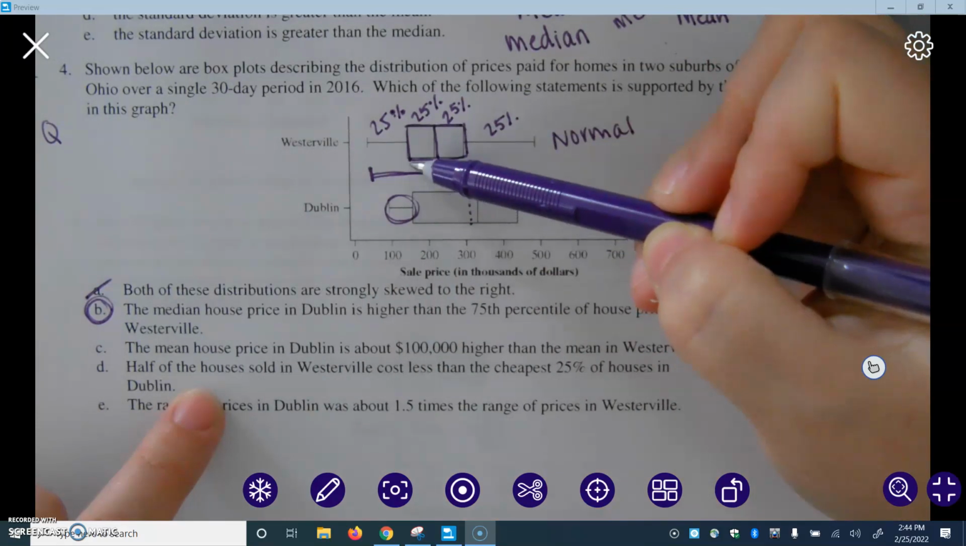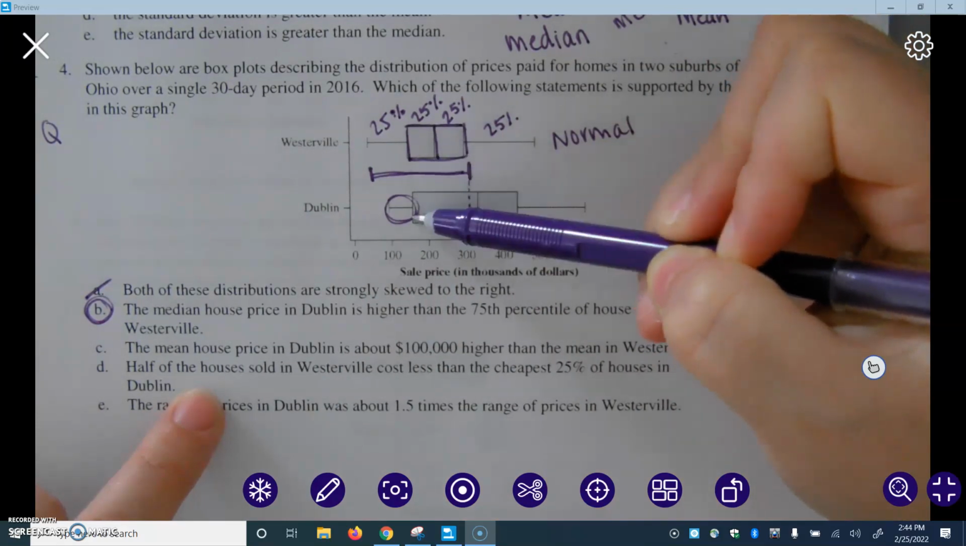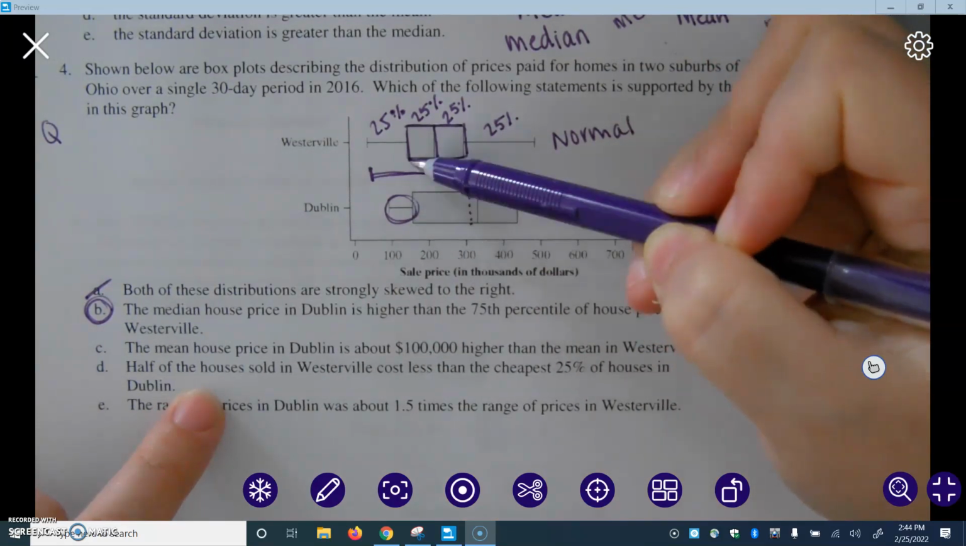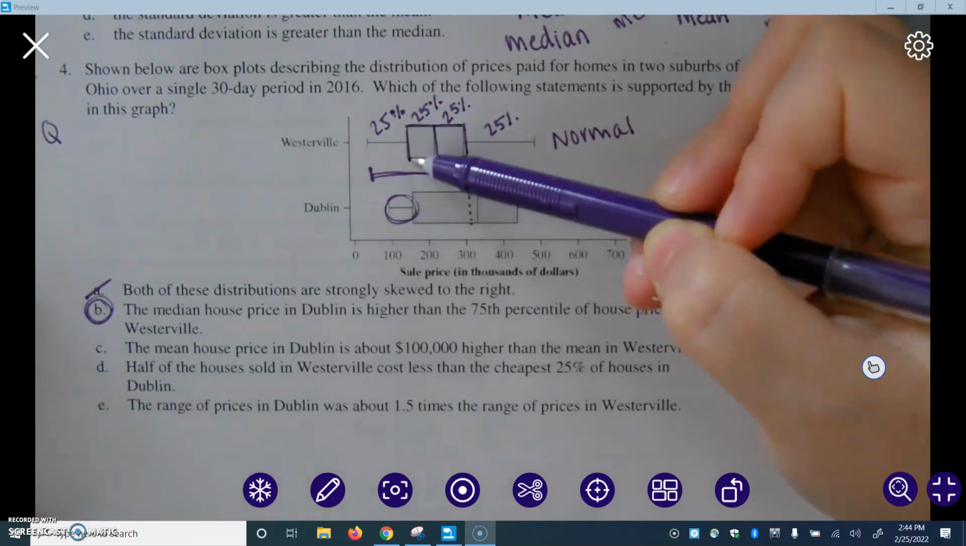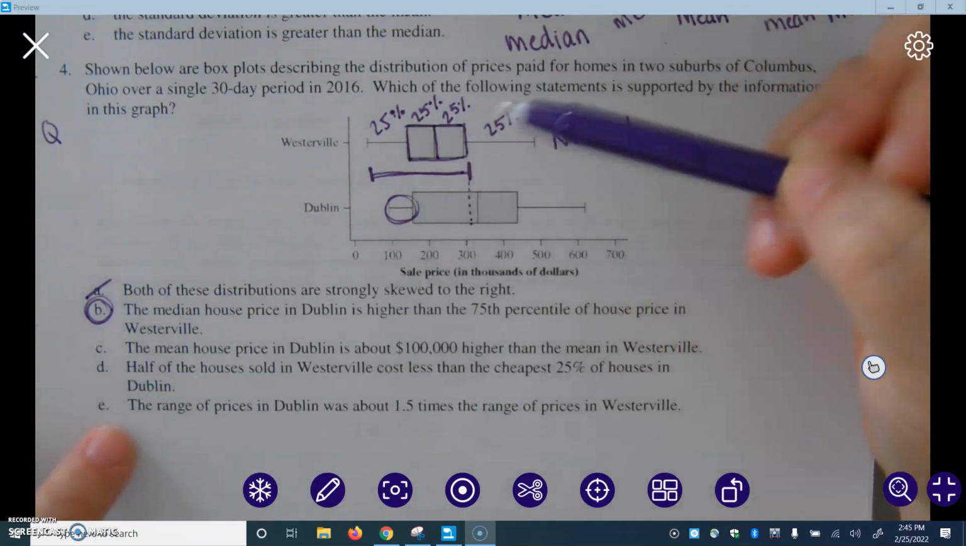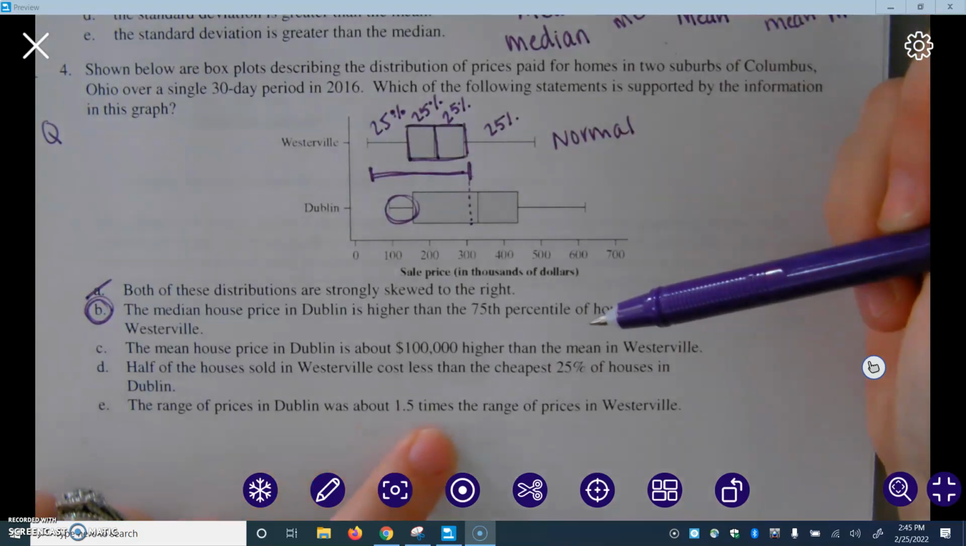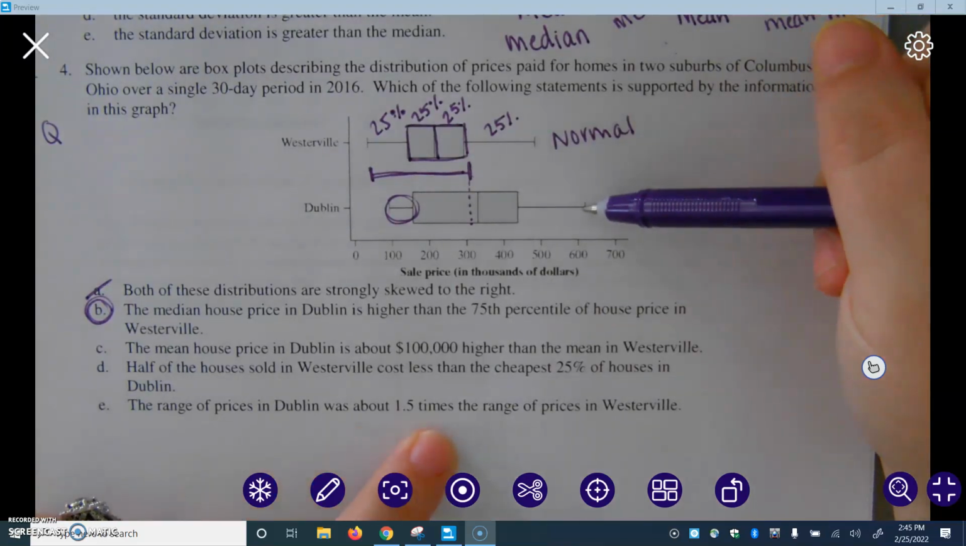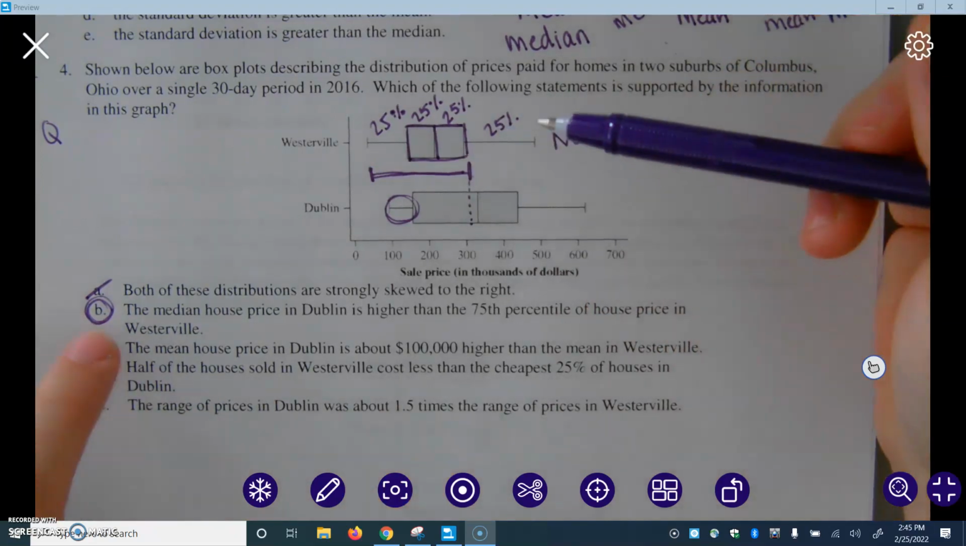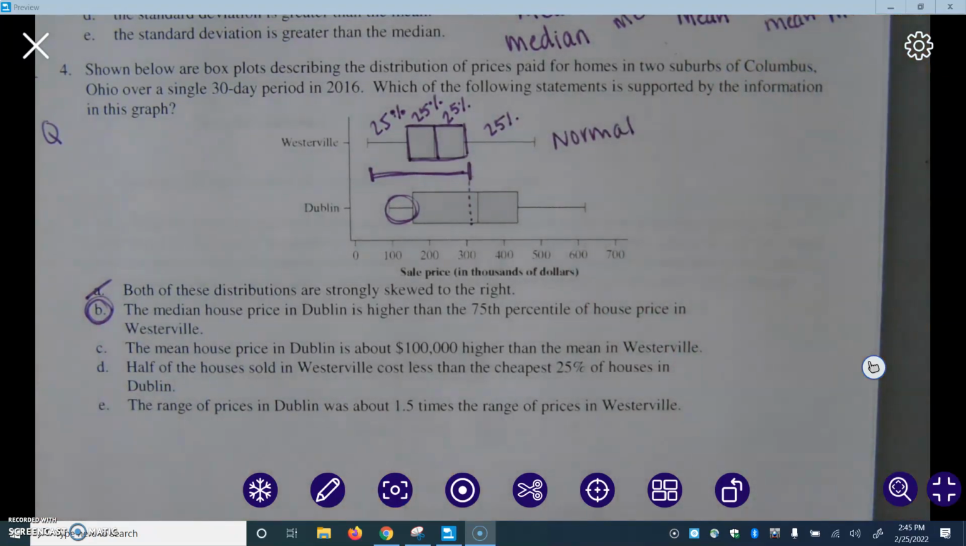And that's not quite half. It's only about a quarter. It's almost actually the same. They almost line up. And the range is about 1.5 times the range. I mean, you could calculate that and figure it out, but B seems to make the most sense.